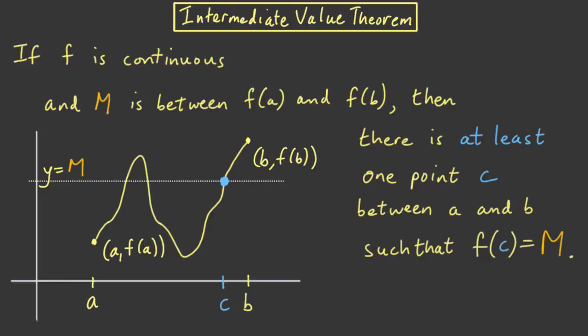But we need these conditions. In order to use the intermediate value theorem, m should be in between f of a and f of b, and, very important, f needs to be continuous. Well, I should say that we don't actually need f to be continuous everywhere. It doesn't matter if f has a discontinuity way out here to the left, for instance. We only need f to be continuous on this stretch from a to b.